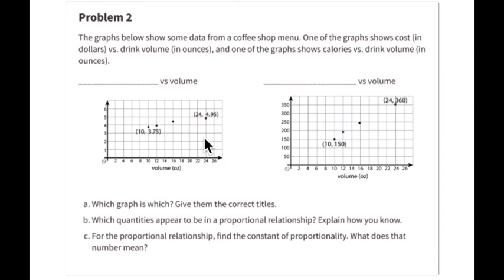And probably the easiest way to look at this is to look at this axis right here and notice that they're in the hundreds: 100, 150, 200, 250, and so on. So for a 10-ounce cup of coffee, you're not going to pay $150. That doesn't make any sense. But over here, a 10-ounce cup of coffee, so that's a single cup of coffee, costs $3.75. That makes more sense. So the graph on the left is going to be dollars per ounces of coffee, and the graph on the right is going to be number of calories per ounces of coffee.